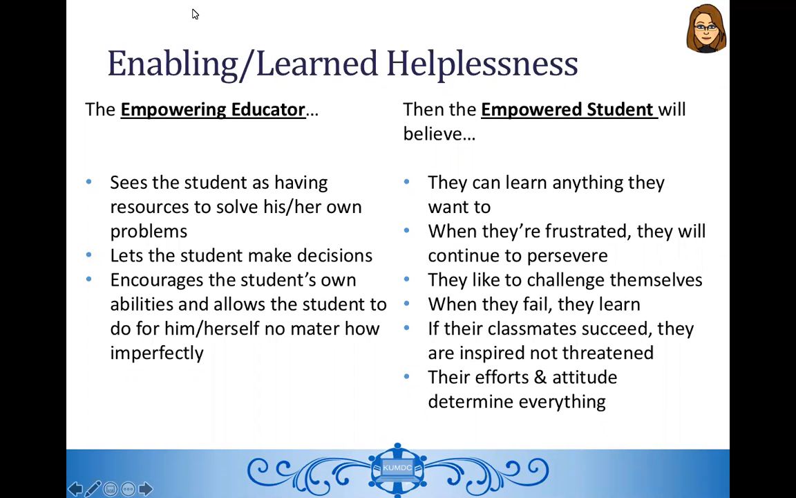They will like to challenge themselves, and when they fail, they'll learn from their mistakes. If their classmates are successful, then they're inspired. They're not threatened by that success. Their efforts and attitude will determine everything about their outcomes. So this is success and is how a student sees themselves when a growth mindset is fostered in the classroom.